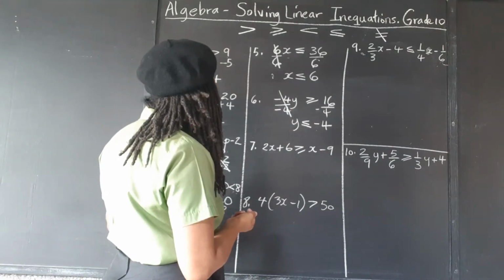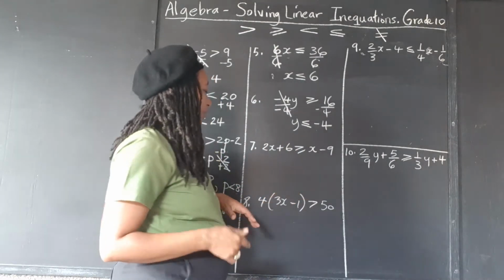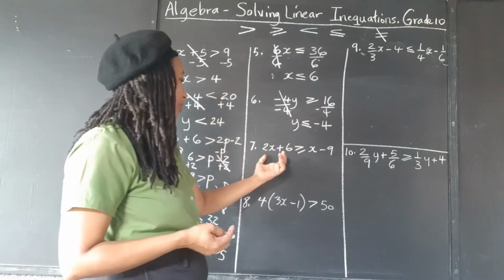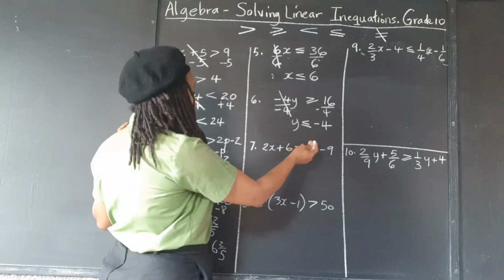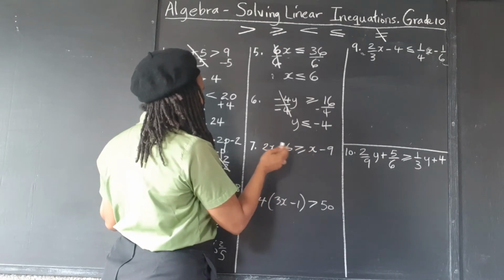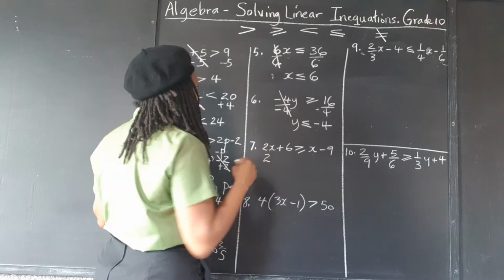Alright, so 2x plus 6 is greater than or equal to x minus 9. We have two terms with the same variables. We're going to group the terms. So I'm going to take the positive x and bring it over here. I'm actually taking x from both sides, right?